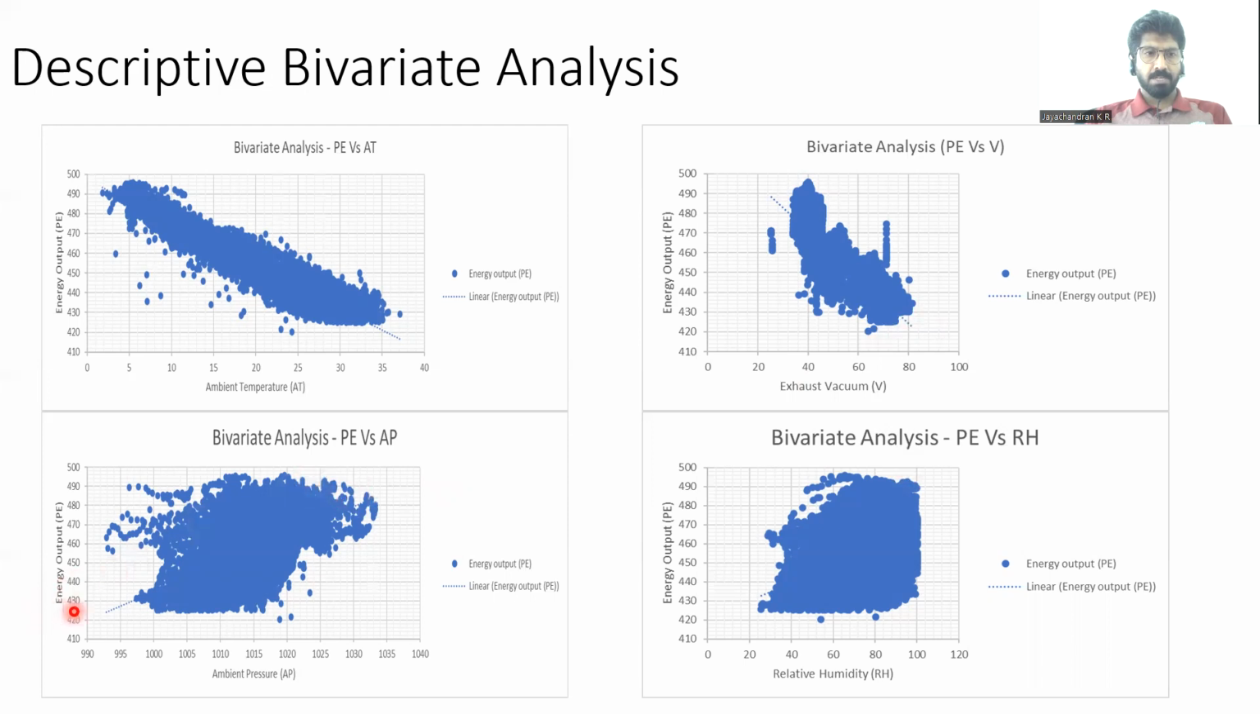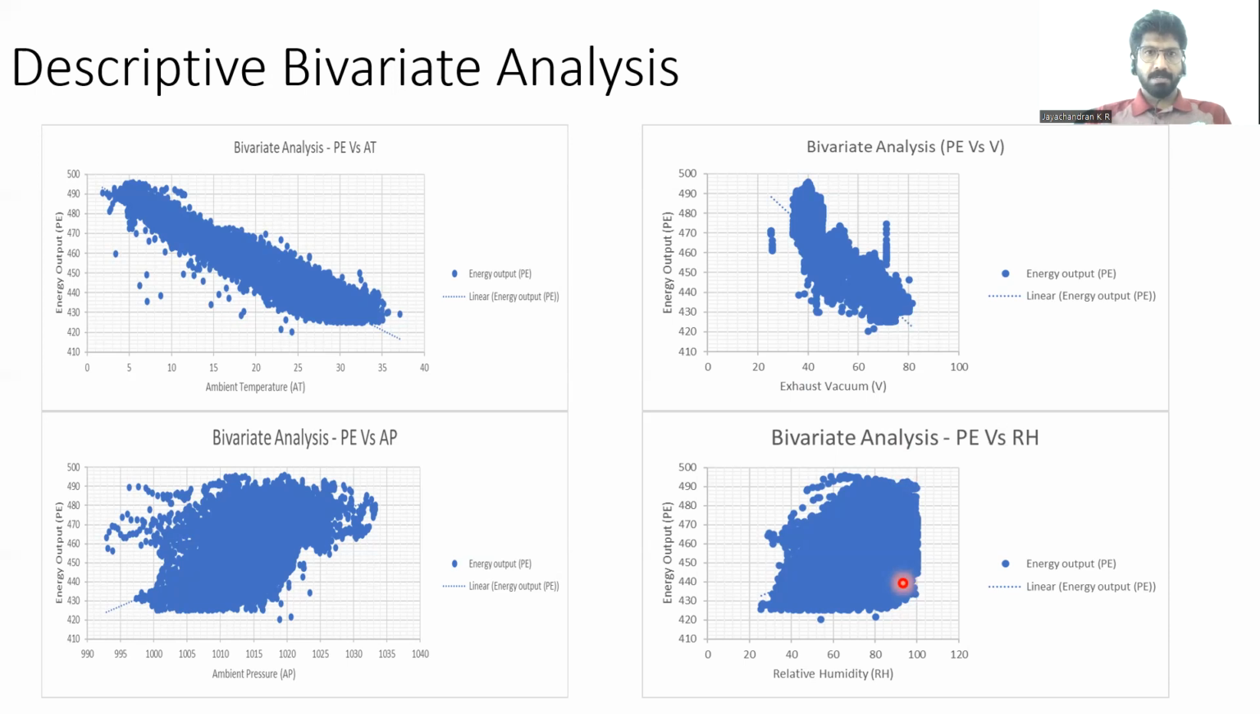Then when we see the energy output versus ambient pressure, as well as energy output versus the relative humidity, maybe this particular one may be trending upward. Maybe it can also be put the other way, it can be trending downward as well. Similarly, we can see the bivariate analysis for output versus relative humidity. There is a trend line over here, but it's not very clear. Is it really positive or is it kind of stagnant?